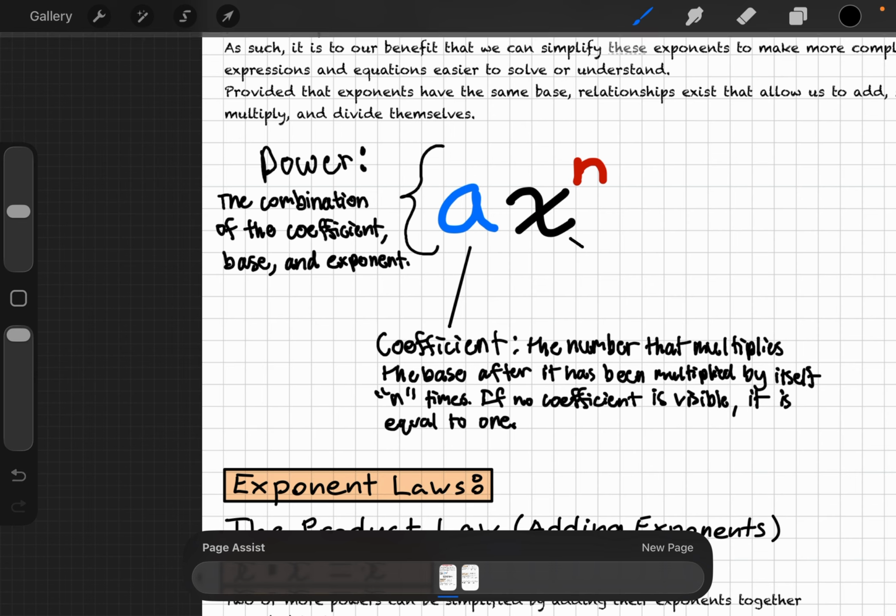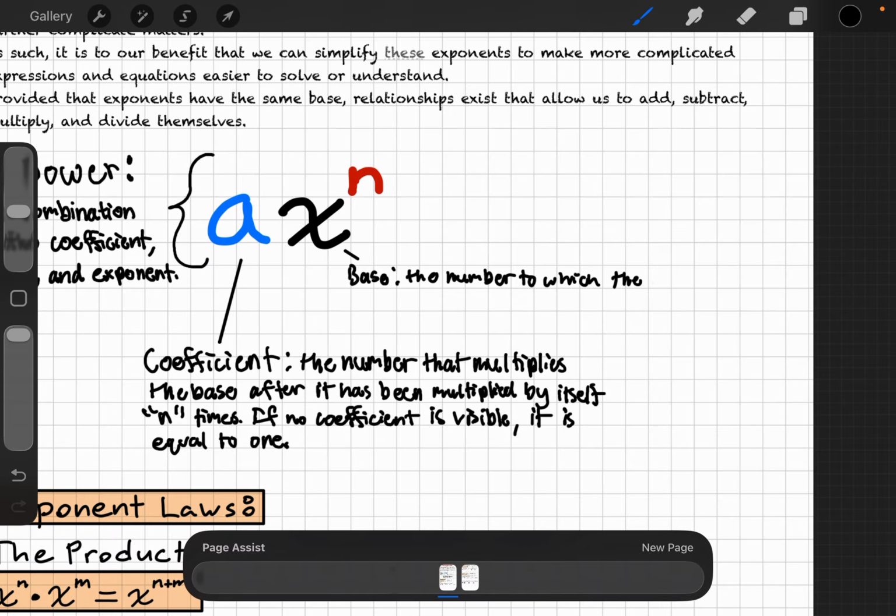Here, the x, or also the variable, is the base. It is the number to which, let's scroll a bit here, the exponent is attached. As you can see here, the exponent is attached to the base. The base is multiplied by itself n times.